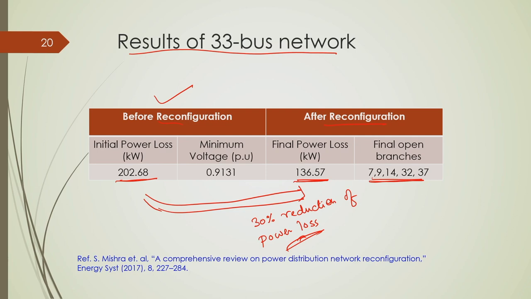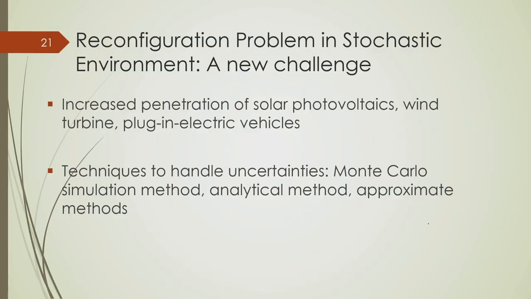And one thing you can also see is that this minimum bus voltage, which was 0.9131 per unit, will also get improved as the power loss is reduced. Power loss reduction means voltage drop reduction, which improves the voltage profile as well. Okay. Now, these are some new challenges for the reconfiguration problem.